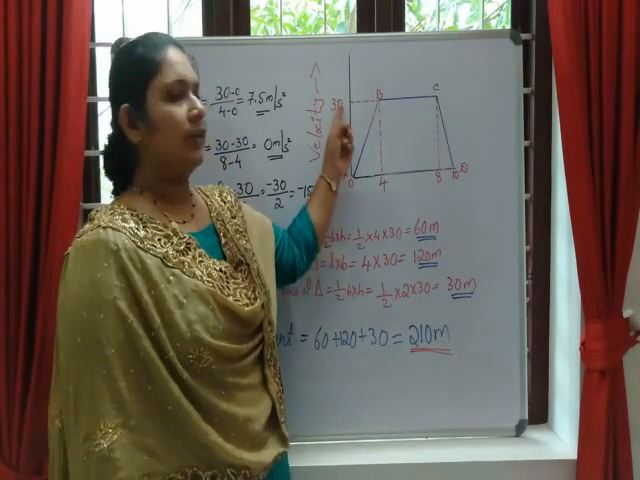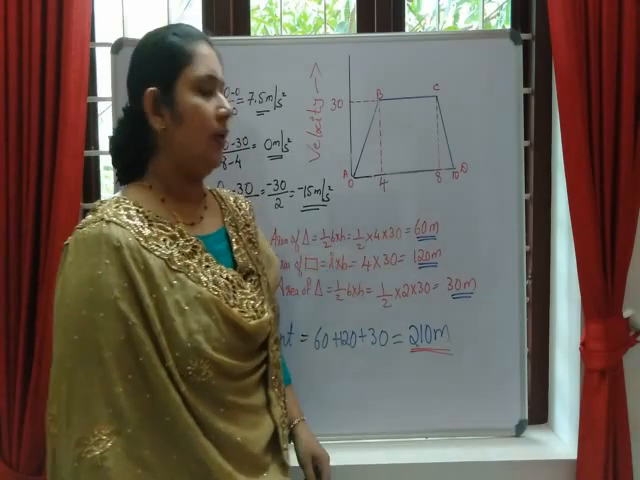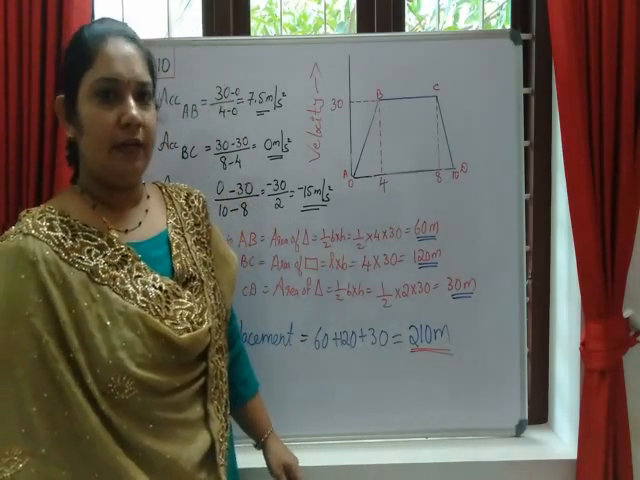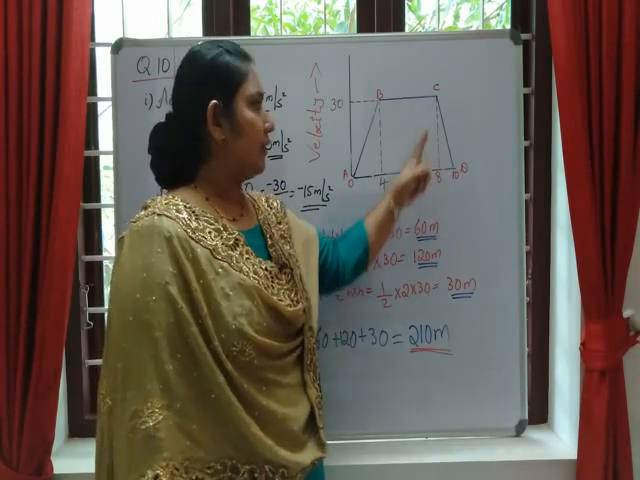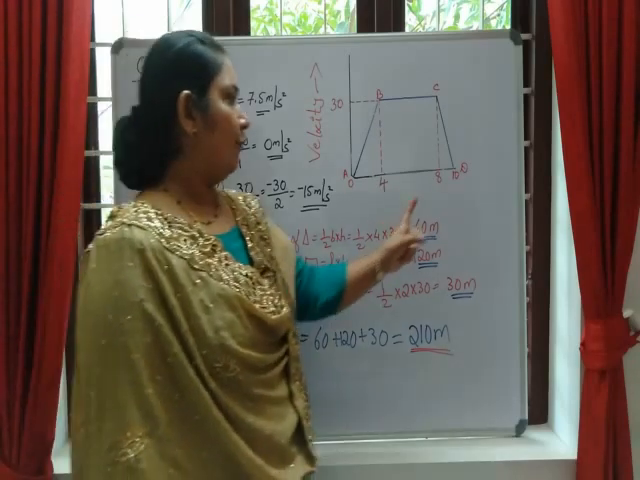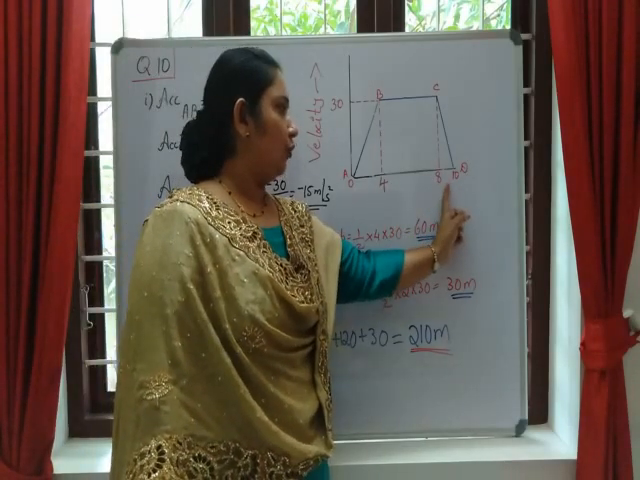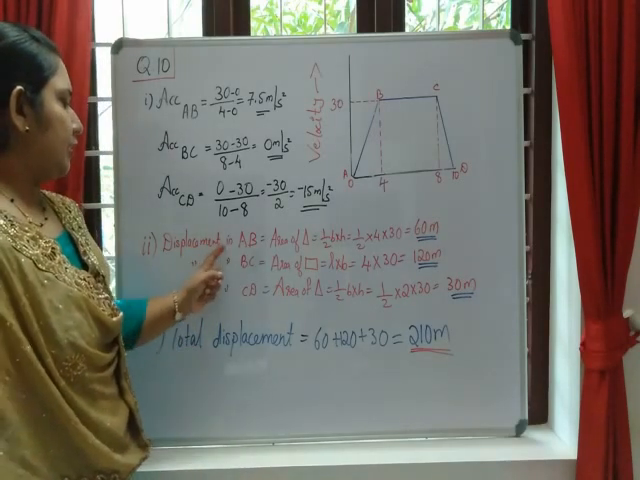And height is 30. So length into breadth, 4 into 30, you will get the area of the rectangle. Now displacement in CD. Again it is a small triangle, half into base into height. Base is 2, and height is 30.